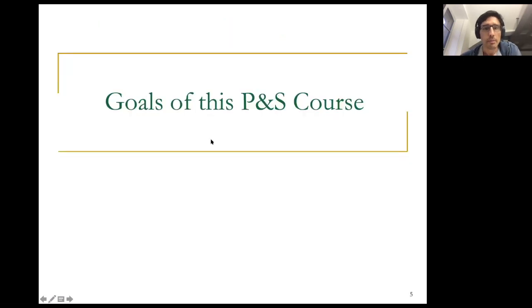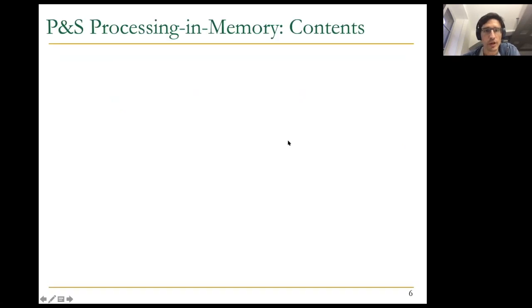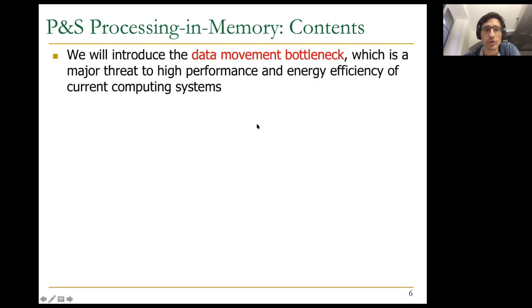So what are the main goals of this PNS course? Well, let's start with the contents, the different things that you're going to learn here. The first thing is to introduce the data movement bottleneck. We are already doing that. And we need to understand very well what this bottleneck represents, because it's a major threat to high performance and energy efficiency in current computing systems.